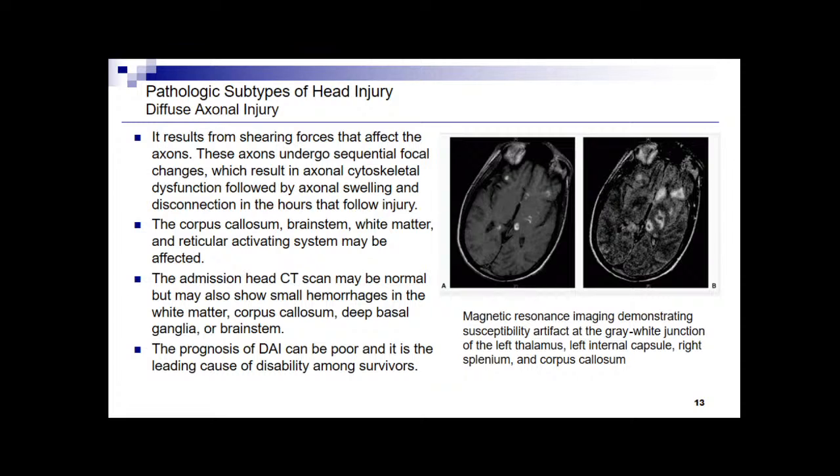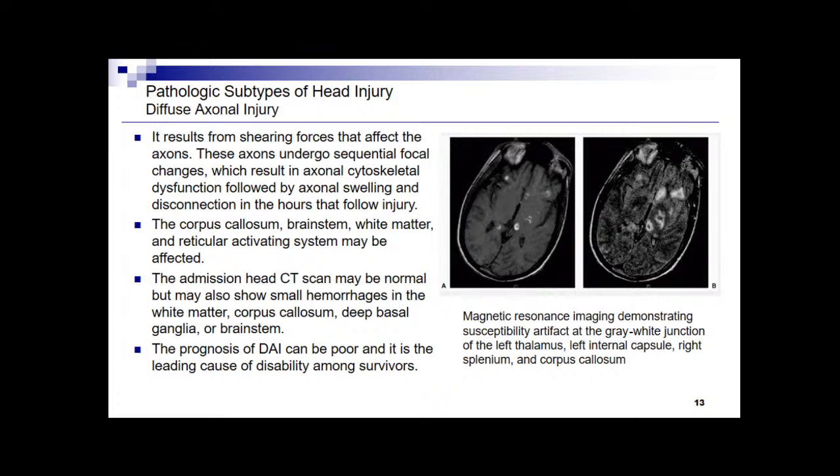The anatomical structures that suffer most often from diffuse axonal injury are the corpus callosum, brain stem, white matter, and reticular activating system. They may be affected more often than other parts of the brain. The admission head CT scan may be normal, but may also show small hemorrhages in the white matter, corpus callosum, and deep basal ganglia or brain stem. But other organic damage, contusions, and bleeding may be absent.